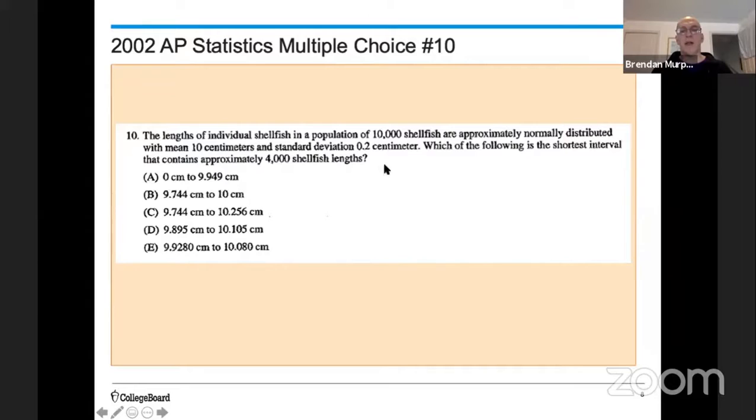Which of the following is the shortest interval? And boy, that's such a key word right there. Which of the following is the shortest interval that contains approximately 4,000 shellfish lengths? So I'm going to go back to my overhead projector.